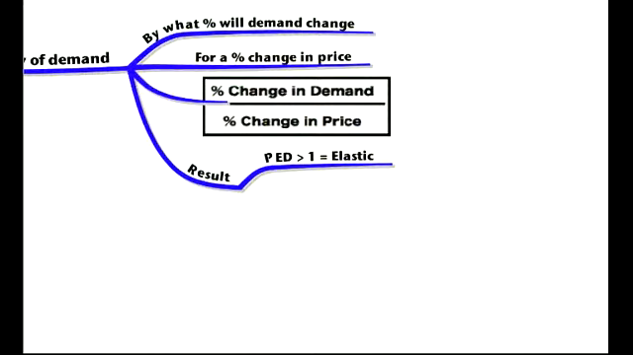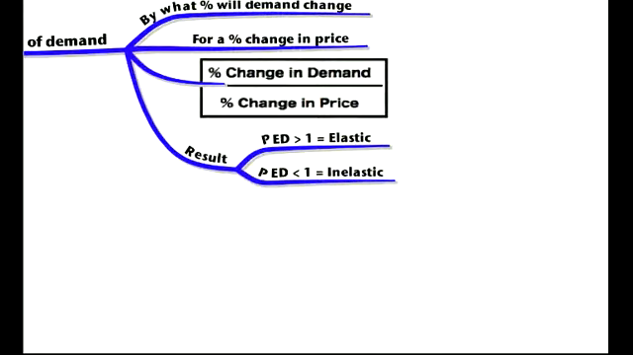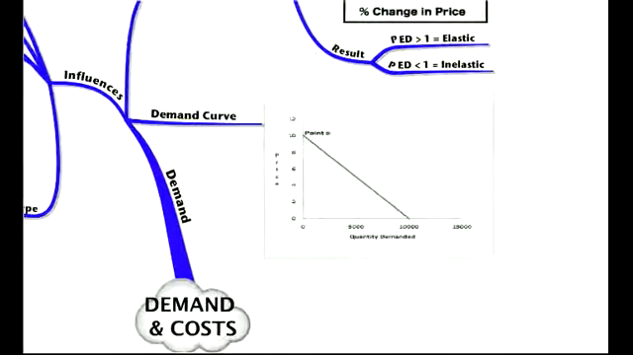So for a small change in price, you get a larger change in demand, i.e. price elasticity of demand is elastic. On the other hand, if you get a small change in demand for a large change in price, your price elasticity of demand is inelastic and it might be worth your while increasing the price because it's not going to affect demand that much. So that's the price elasticity of demand.